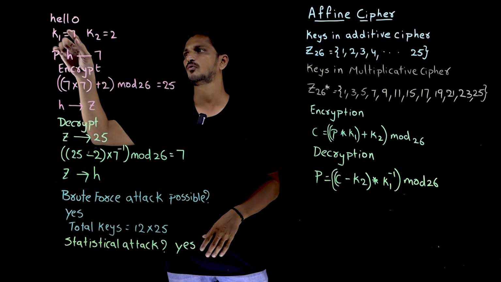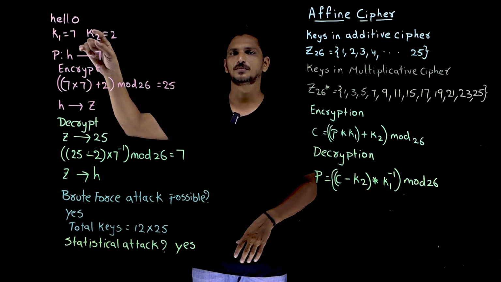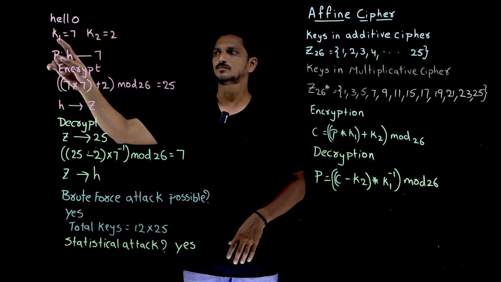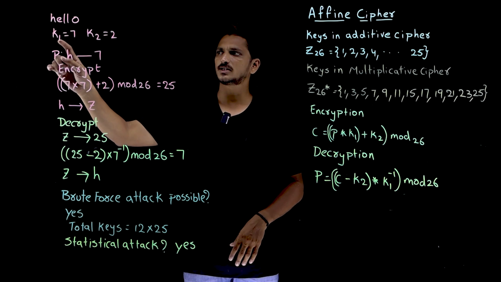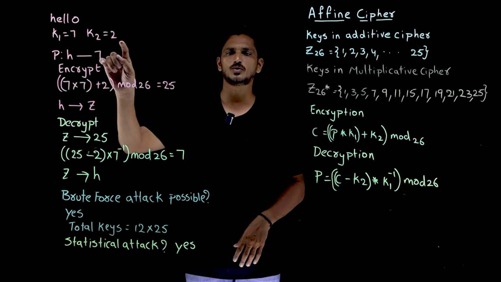Let's take an example. If you want to convert hello, take the first character H. The keys we are using here is K1 is equal to 7, K2 is equal to 2.